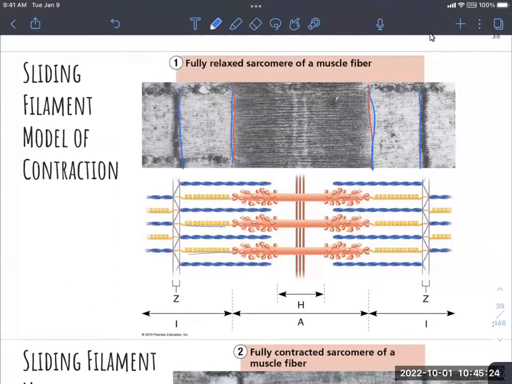So these myosin heads are going to attach to the blue actin. They're going to pull these Z discs closer to this M line. These are going to go this way.